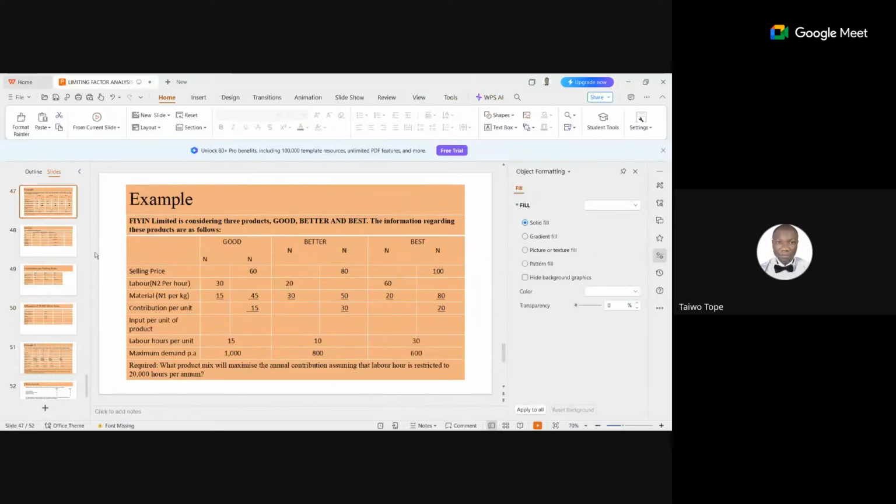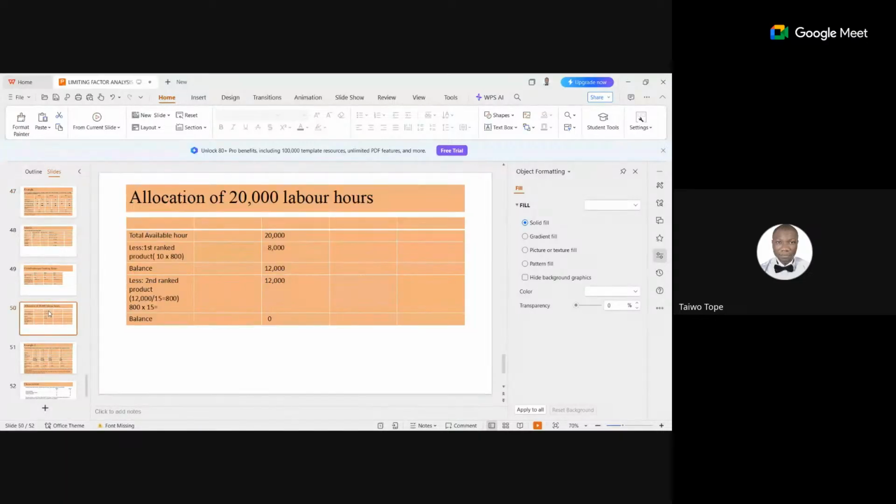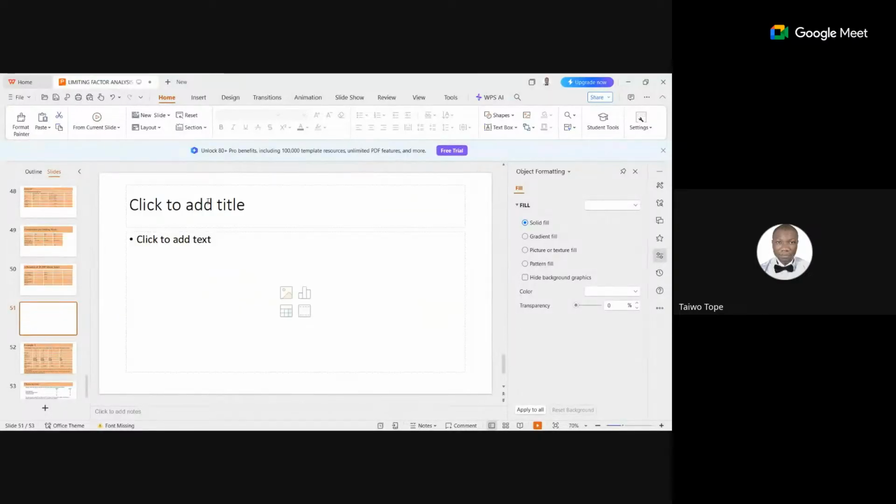So the question is, what product mix? It means what are the combinations of products? That is what the mix is talking about. What are the possible products that we can produce that will maximize the contribution? So it's a very simple thing. The point is this: the optimal product mix will be, let me just write it out.